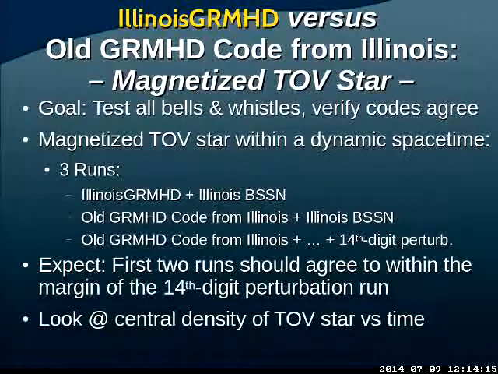So it's at the 14th digit throughout the entire star. Now we expect that the first 2 runs should agree to within the margin of the difference between the second 2 runs. And what we do is we focus on the central density of the TOV star versus time.